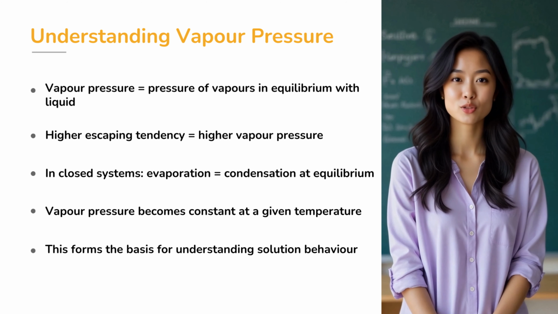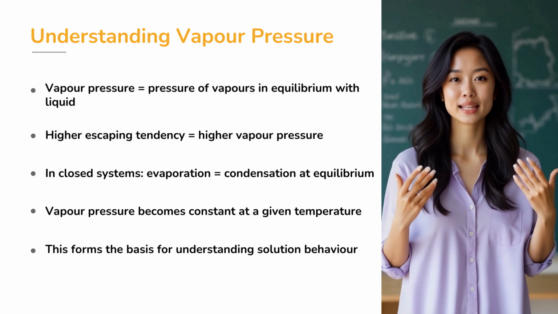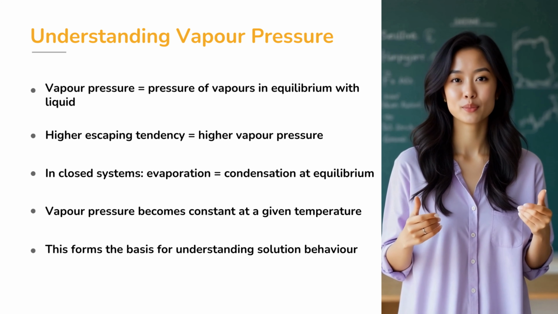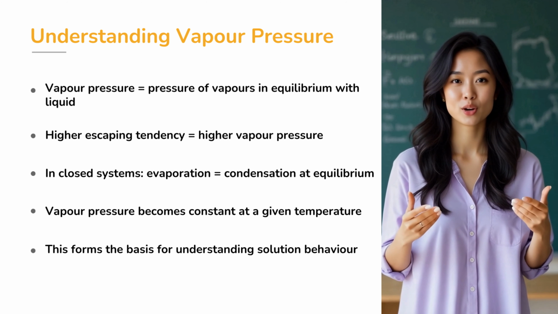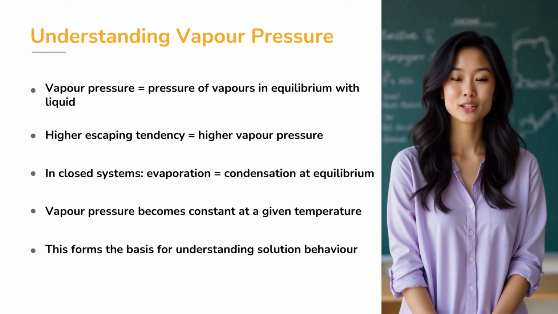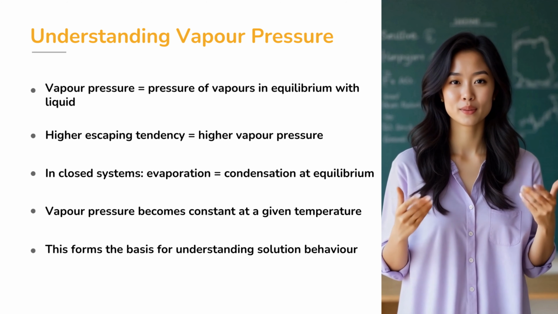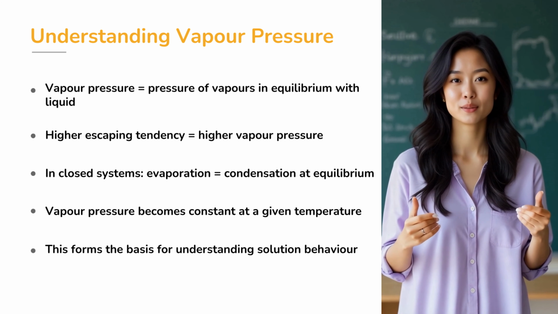Let's define what is vapor pressure. Vapor pressure is the pressure exerted by vapors in equilibrium with their liquid or solution at a given temperature. The higher the escaping tendency of molecules from the liquid surface, the higher the vapor pressure. In a closed container, evaporation continues until the rate of condensation equals the rate of evaporation. At this dynamic equilibrium, vapor pressure becomes constant.